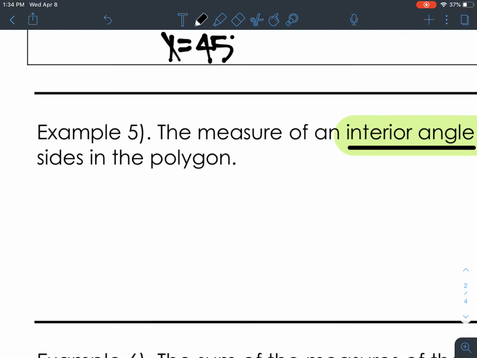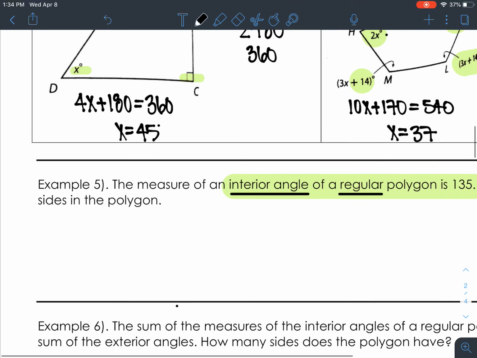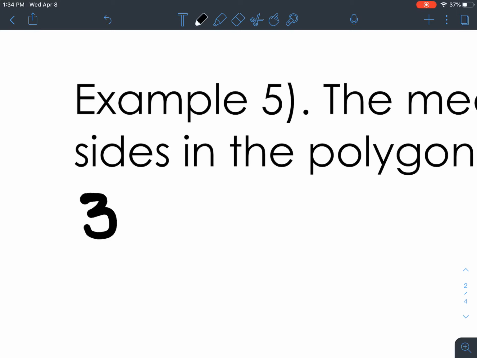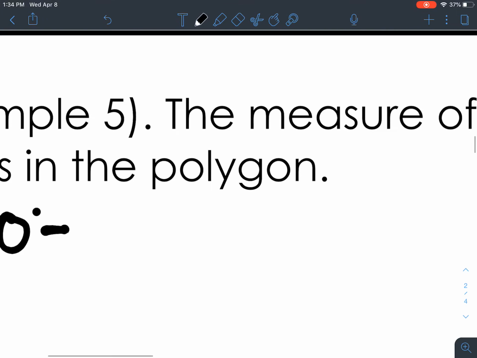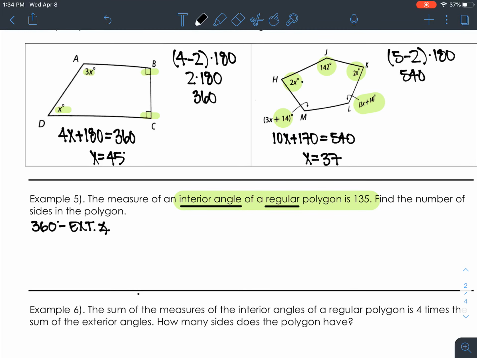So what I want us to do, though, is talk about the number that's always consistent in any polygon. What number is consistent in any polygon no matter the number of sides? That number is 360 degrees, and that's because we're talking about exterior angles. Remember, in any polygon, the exterior angles have to add up to 360 degrees.